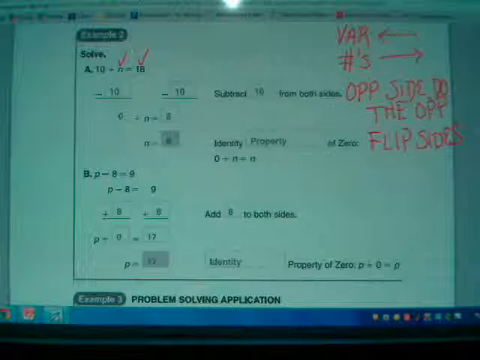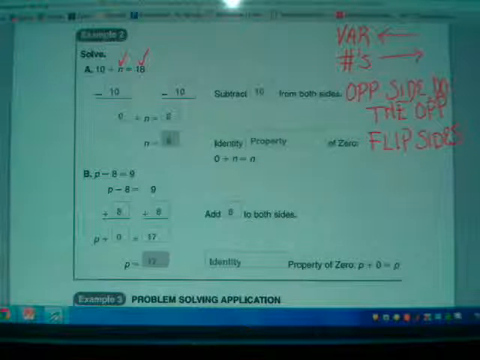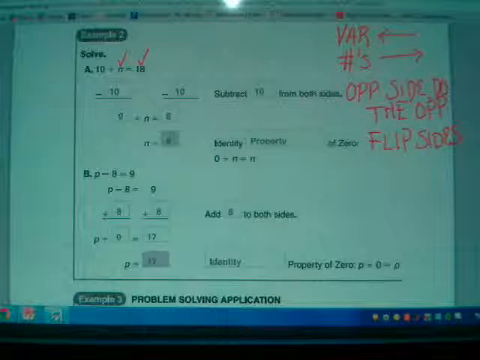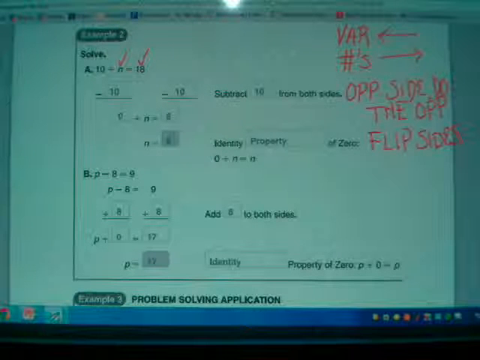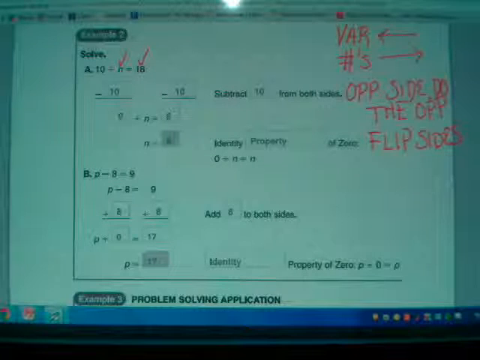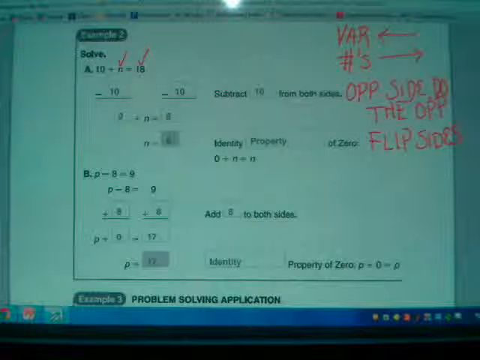Let's look at the B equation. You can see what's different about B other than some numbers and some variables. The key difference, the major difference, is that this one has a subtraction sign. So we're going to do the opposite here of subtracting when we solve this one.